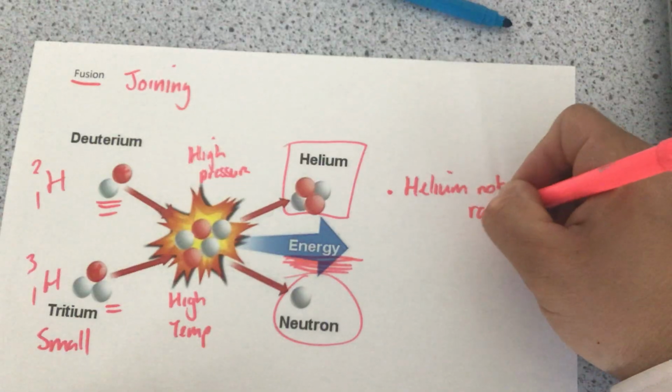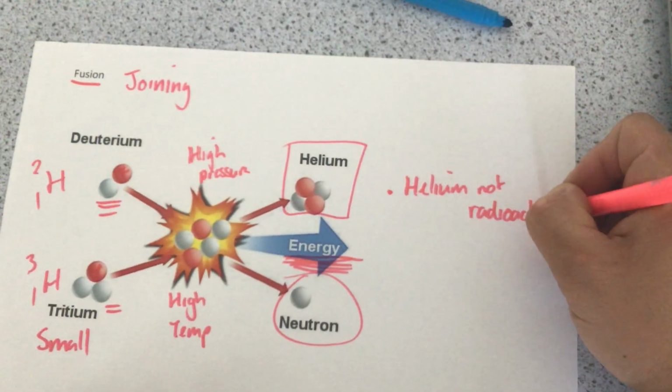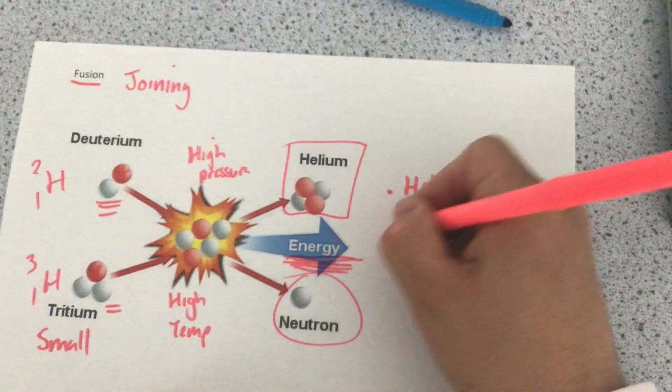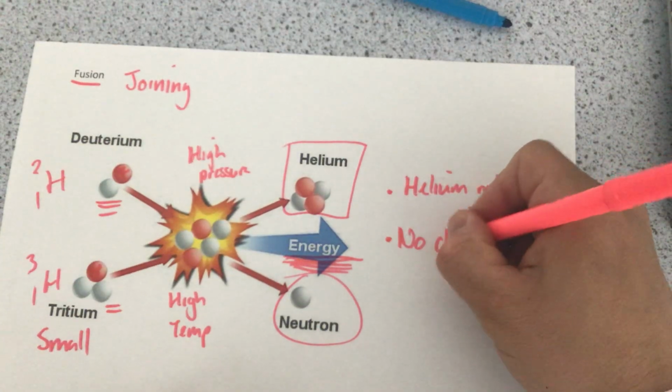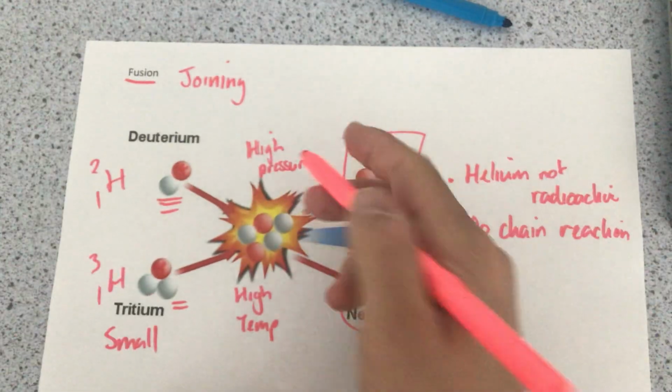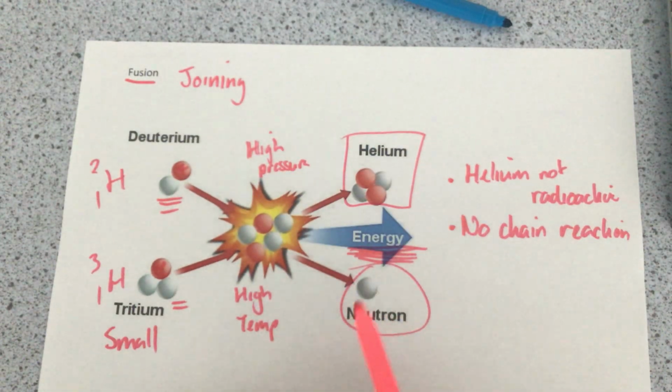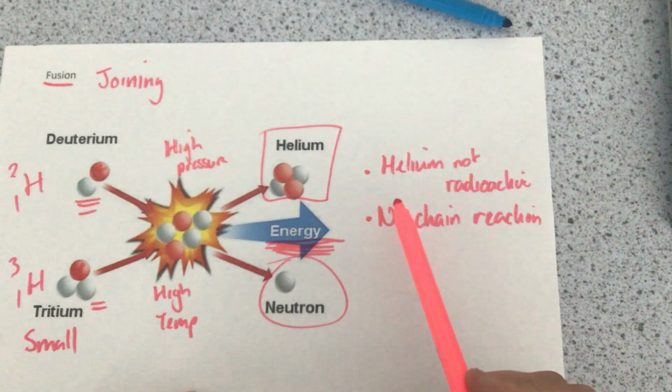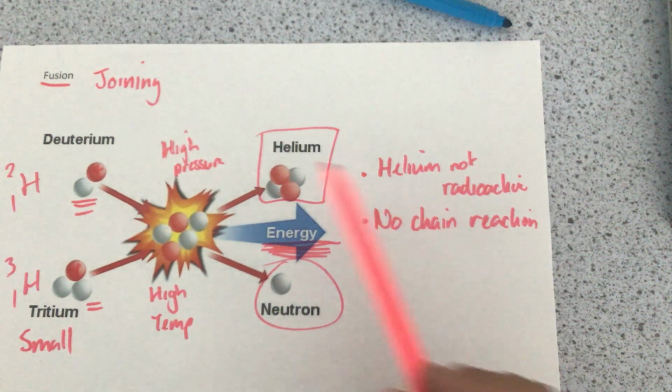Also, one of the other major advantages of fusion is that there's no chain reaction. So if we want to stop this process, all we need to do is reduce the pressure and the temperature, and the reaction will stop. That's a major advantage of nuclear fusion over nuclear fission.